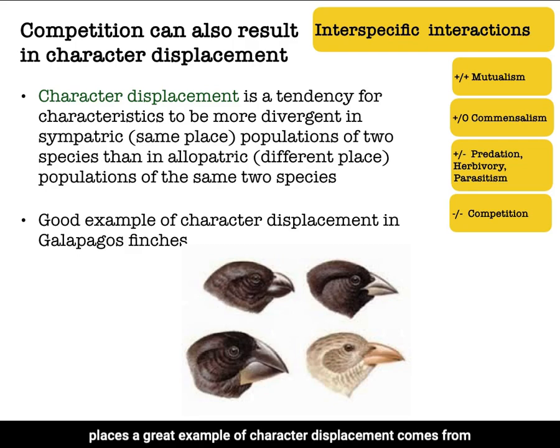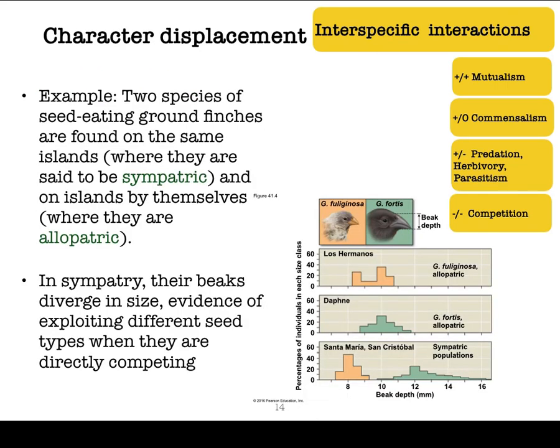A great example of character displacement comes from the famous Galapagos finches. In this example, there are 2 species of seed-eating ground finches who have very similar ecological niches. These 2 species, Fuliginosa, the smaller species of ground finch, and Fortis, can be found together on some islands, so in sympatry, in which sym means together. And there are some islands where just one species is found. In this case, the populations of the different finch species are considered allopatric.